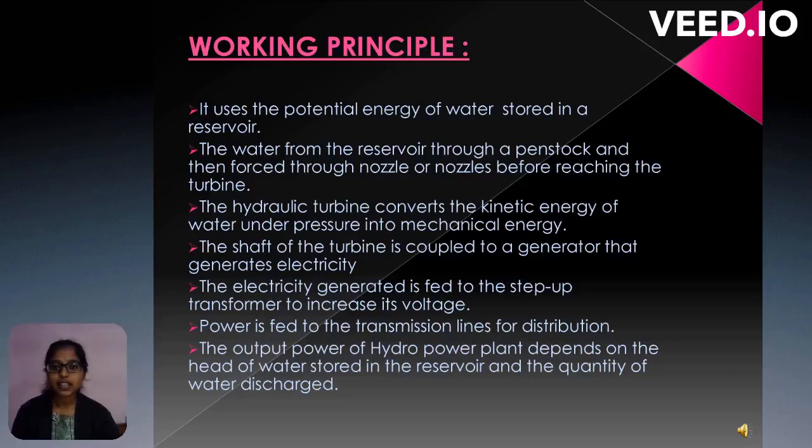The electricity generated is fed to the step-up transformer to increase its voltage. Power is then fed to the transmission lines for distribution. The output power of the hydroelectric power plant depends on the head of the water stored in the reservoir and the quantity of water discharged.